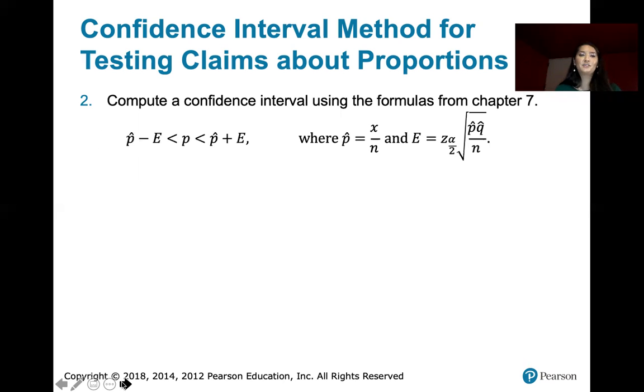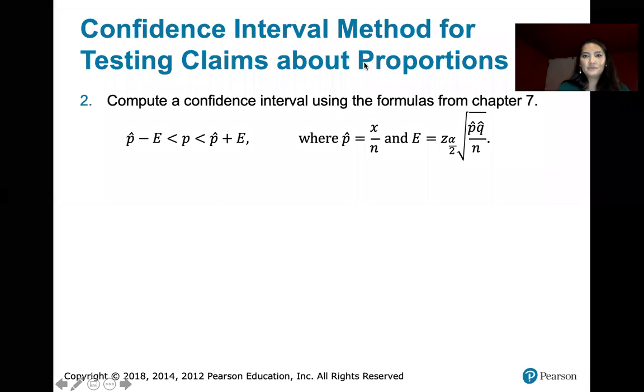Now remember, back in chapter 7, we said that if we're trying to estimate a population proportion p, we compute p hat, which is a sample proportion. That's the number of successes divided by the number of trials in a particular sample. And then we're going to add and subtract the error from that, where the error is equal to z sub alpha over 2 times this expression here.